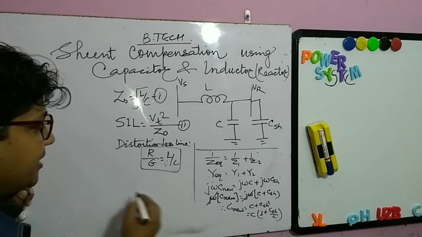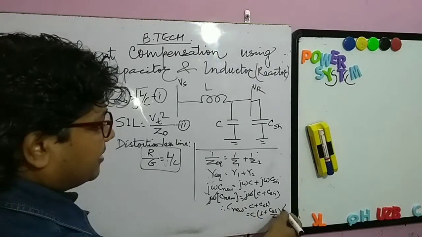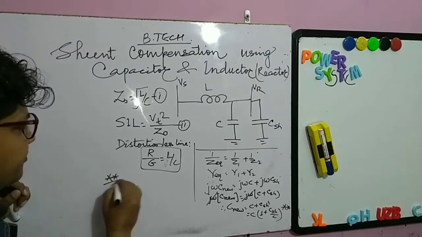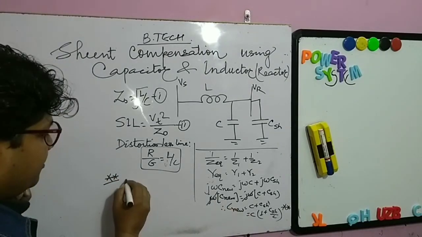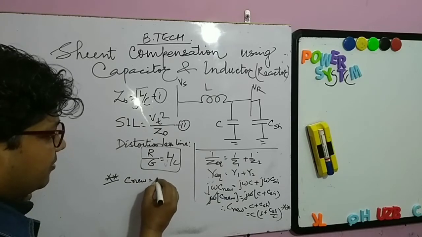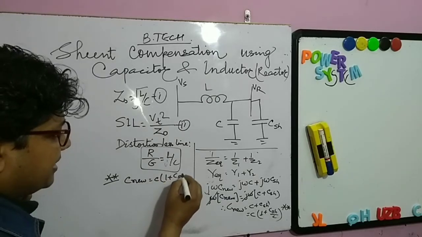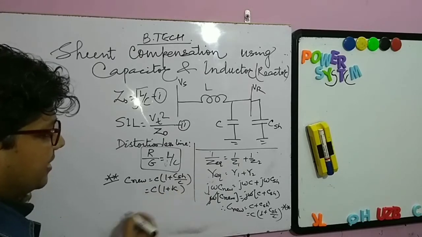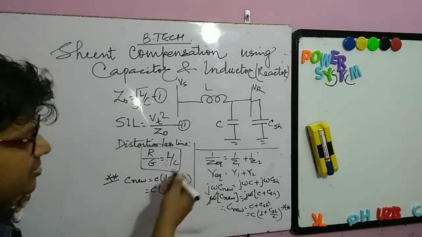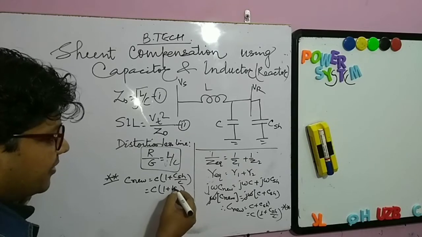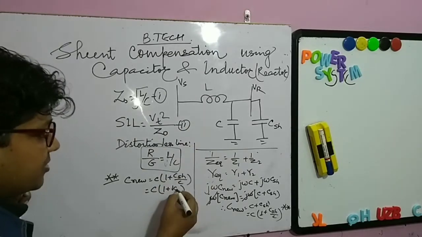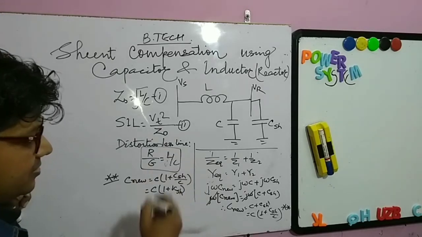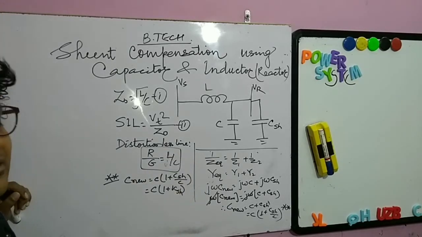After this point we can write here, C nu will be equal to C into 1 plus C_sh upon C. So this we can write as 1 plus k, where k is the compensation factor for shunt compensation. So this will be k_sh.